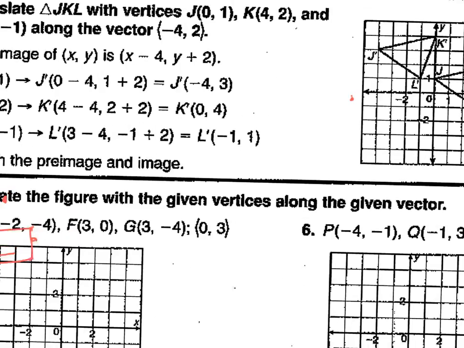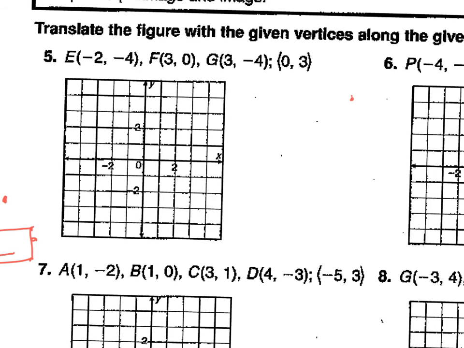So in problem number 5, they give me the vector 0, 3. So I need to add 3 to every single one of the y coordinates, okay? So on problem 5, E prime should be 0 plus negative 2, which is just negative 2. Negative 4 plus 3 is, what is negative 4 plus 3? Negative 1. What about F prime? Well, let's add 0 to the 3, which is just 3, and 3 added to the 0 would be 3.